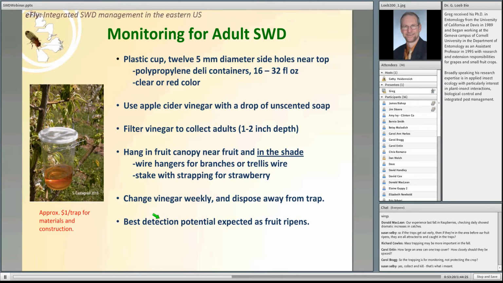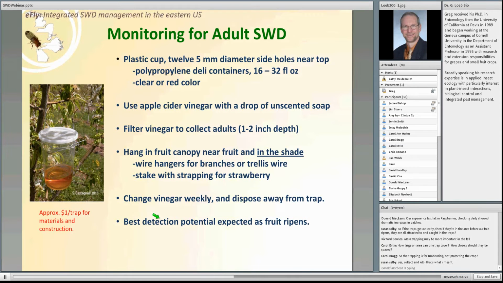All right, here's a good question from Carol. How large an area can one trap cover? How closely should they be spaced? Again, we don't have real clear data on that. We're tending to put 1 or 2 traps in even as big as a 5-acre, probably 2 traps in a 5-acre planting. If you're only going to put a few traps out, I would recommend putting them out on the edge of your planting. There's some evidence that the flies are coming in from the edge, and you're more likely to catch them at the edge first.